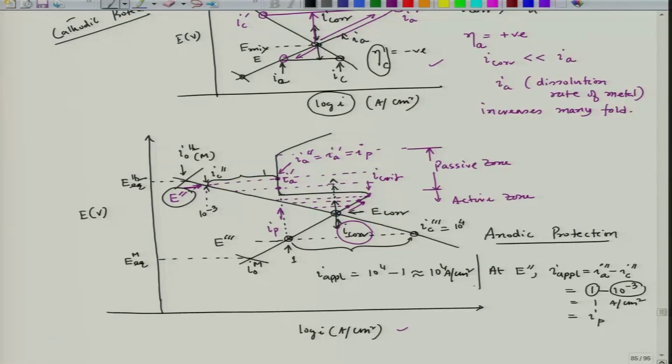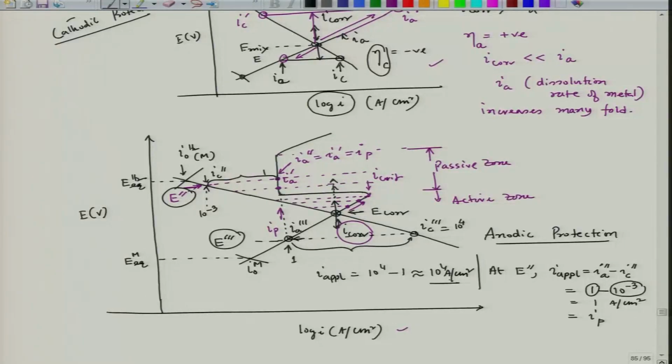Now, if we follow cathodic polarization, I can reach this E triple prime potential. At that time the corrosion rate would be equal to I_A triple prime, which is at this particular location, and that will be the dissolution rate of that particular metal. But the total current requirement for that circuit is 10 to the power 4 ampere per centimeter square, which is a very large current requirement.